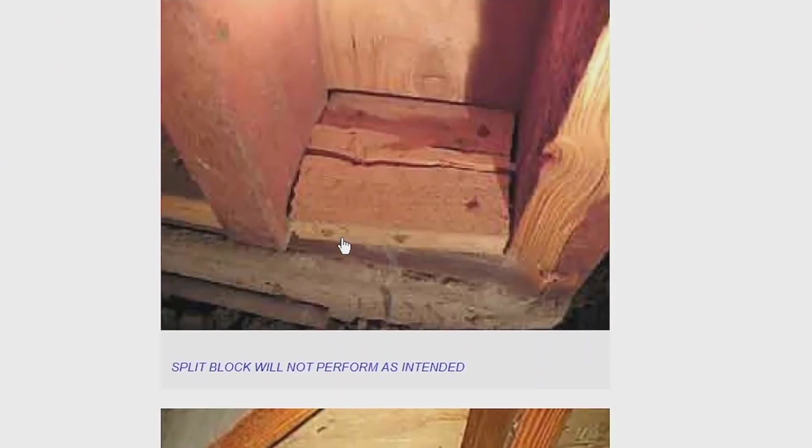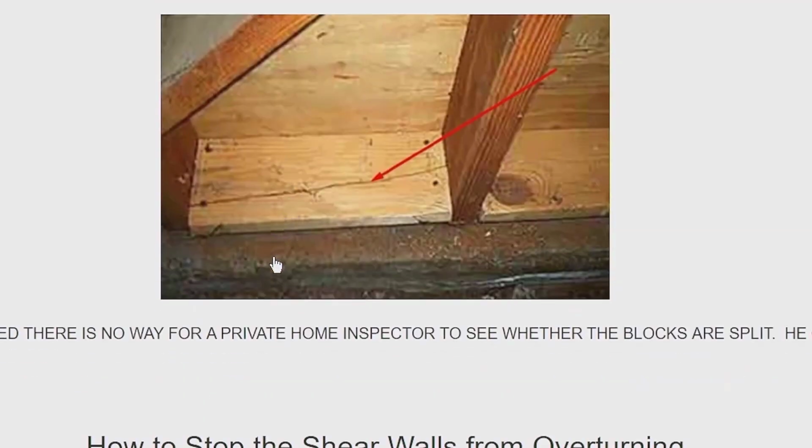So here's another sample. This is a block that also split, very obviously. It's not going to work as it should. And here's another one. And then you can see the split line right here, and you can see where he put the nail over here, and that caused the split. So we avoid this system entirely. We never use this system. We always use staples, or if blocking is necessary at all.